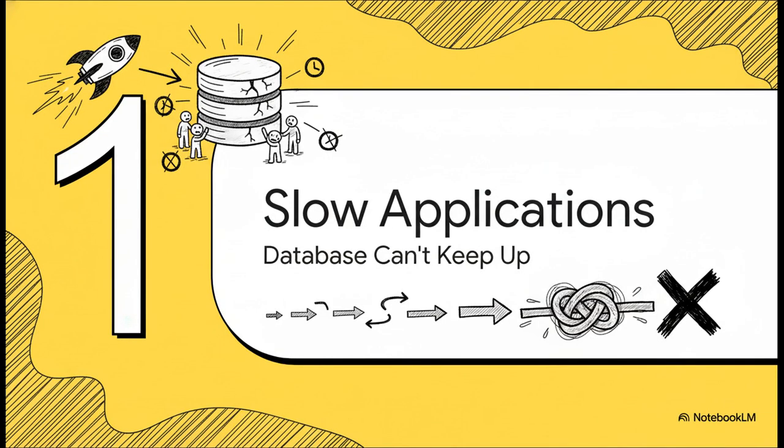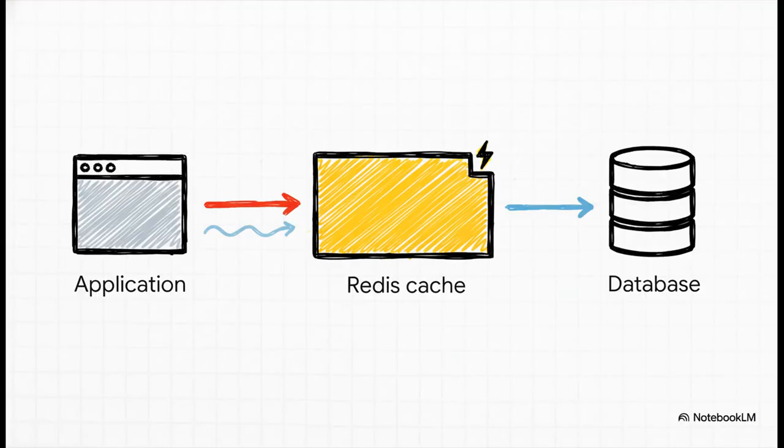All right, let's tackle the first big challenge, slow applications. We've all been there. Your app is running fine, but as more and more users pile on, your database just can't keep up, and the whole thing grinds to a halt. So what's the solution? Well, Redis acts as a high-speed cache that you place right between your application and your main database. You can think of it as a super-fast, short-term memory for your app.